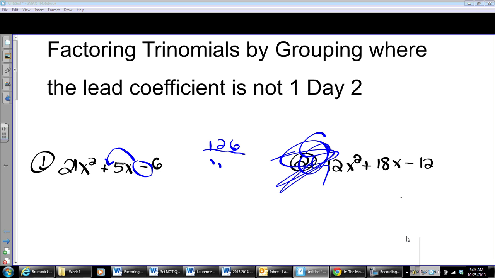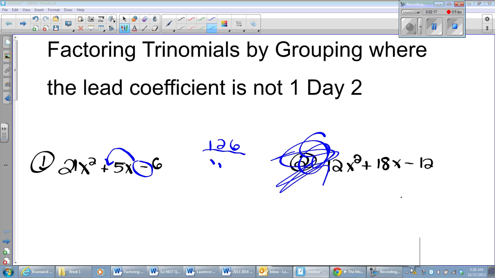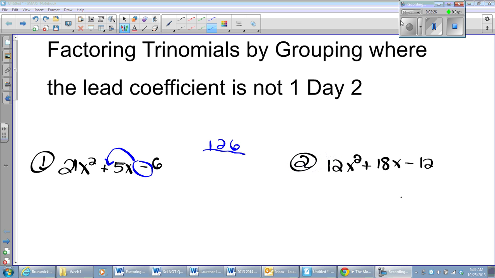Uh-oh, airliner trouble. Sorry about that, some technical difficulties.